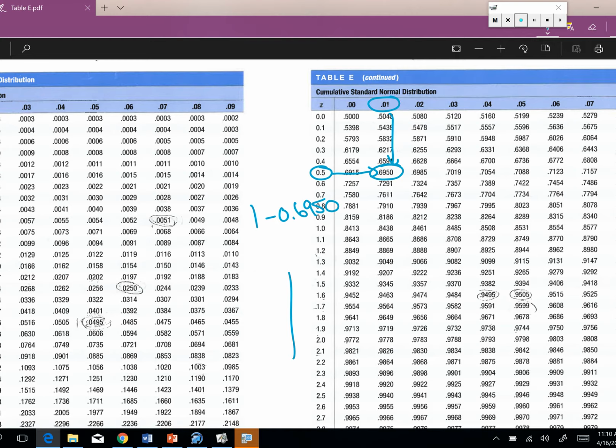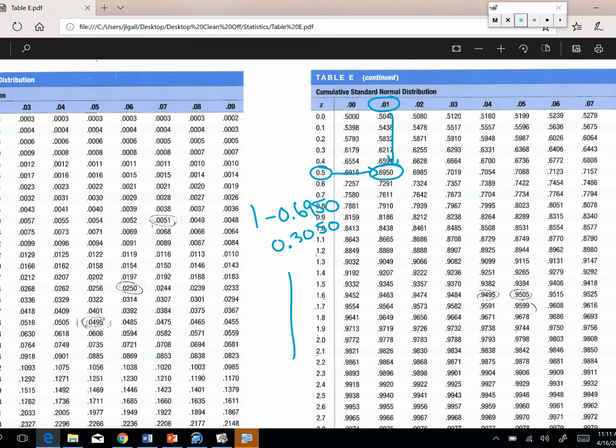So I don't look up 0.51. I don't try to find it in the body of table E. 0.51 is a z-value, so I use the outside column and that top row. If I did the table, my p-value would be 0.3050. So that's using the table. Again, use the outside columns.